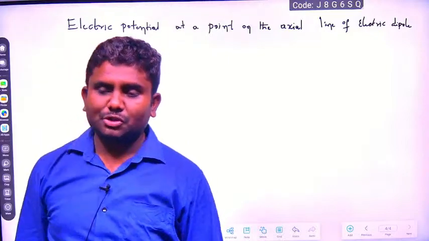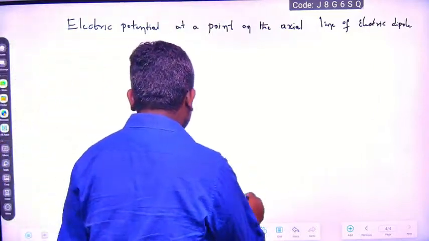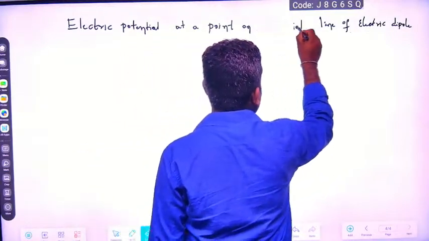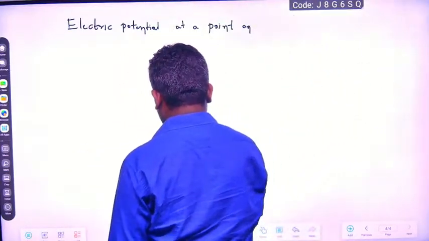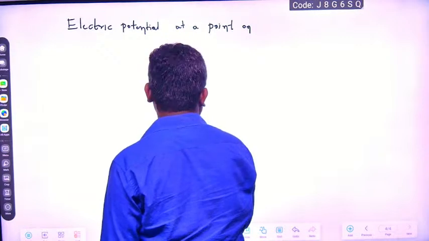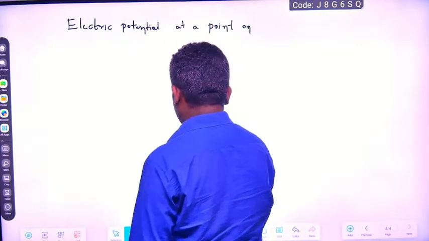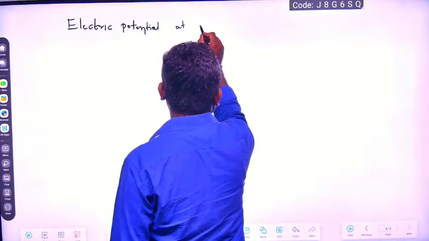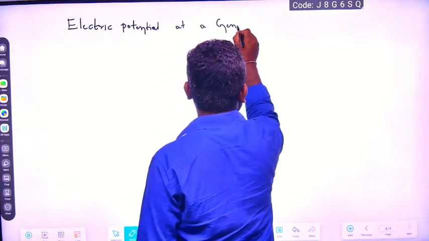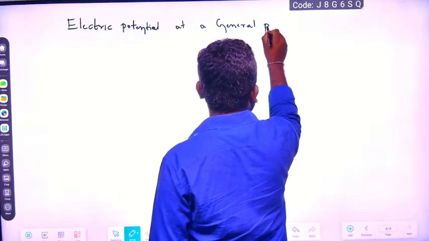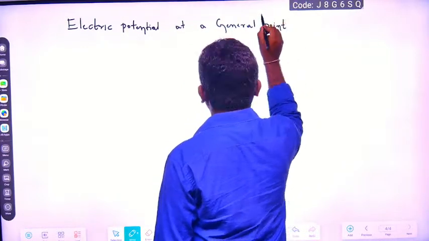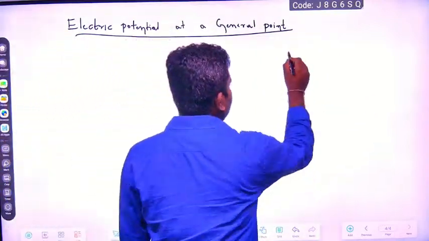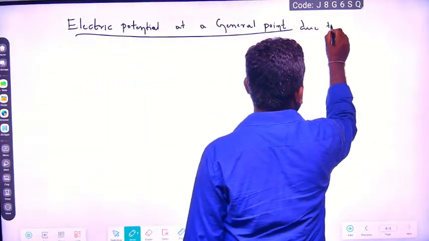Instead of that, we'll do a general point. Okay, 1 minute. Take the axial line, we can do it later. General point, any general point. Electric potential at a general point due to a dipole.